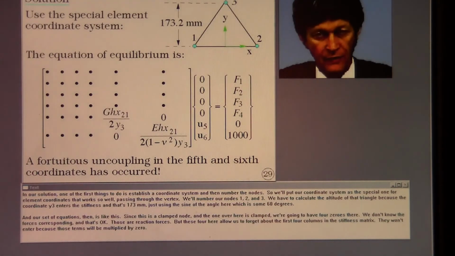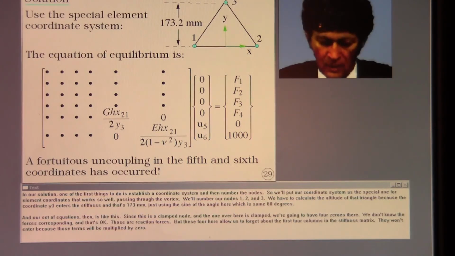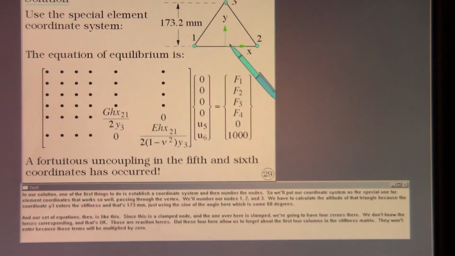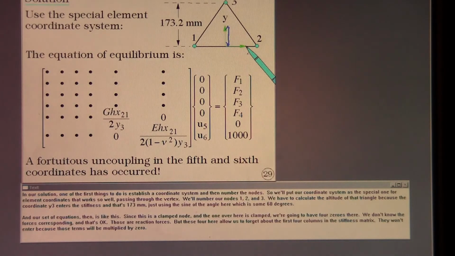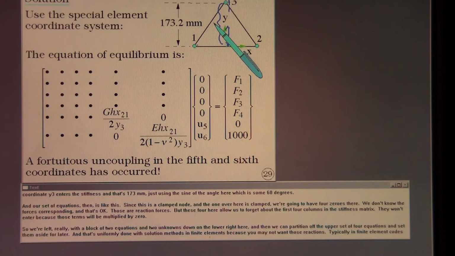In our solution, one of the first things to do is establish a coordinate system and then number the nodes. So we'll put our coordinate system as the special one for element coordinates that works so well, passing through the vertex. We'll number our nodes 1, 2, and 3. We have to calculate the altitude of that triangle because the coordinate y3 enters the stiffness, and that's 173 millimeters, just using the sine of the angle here, which is some 60 degrees.